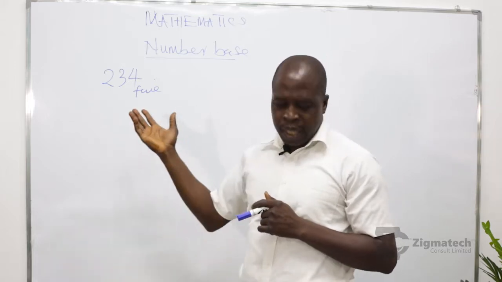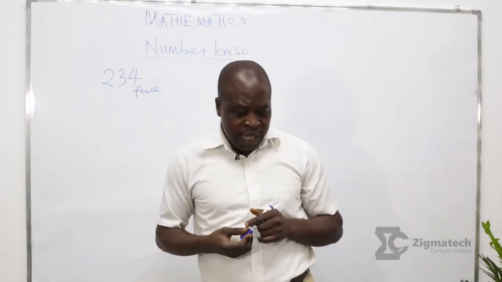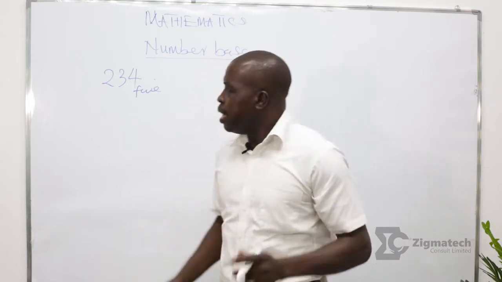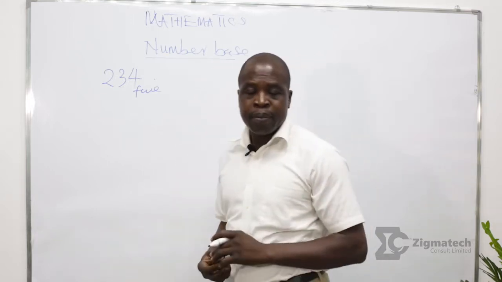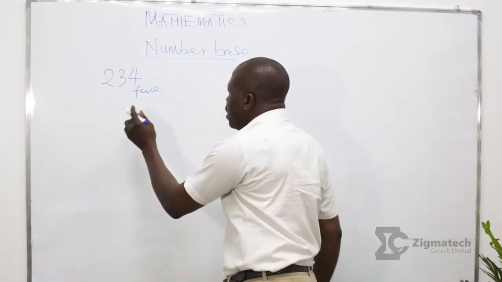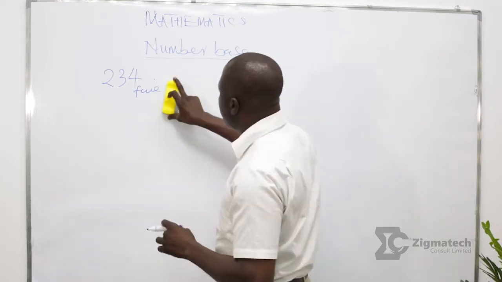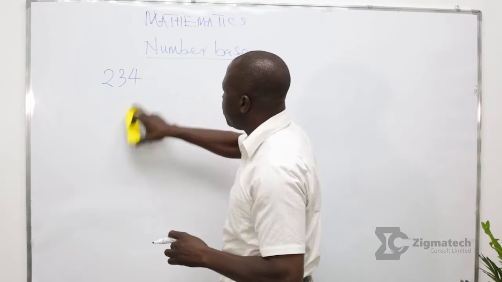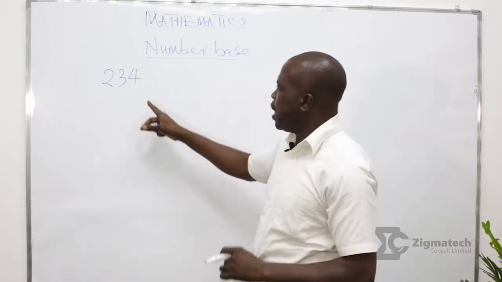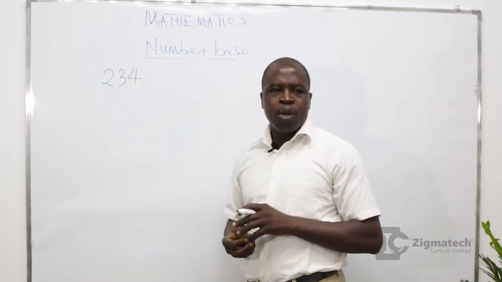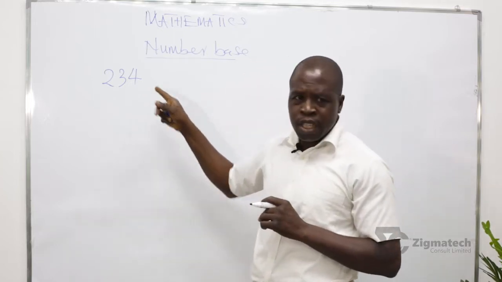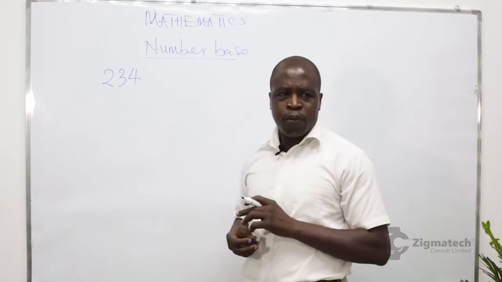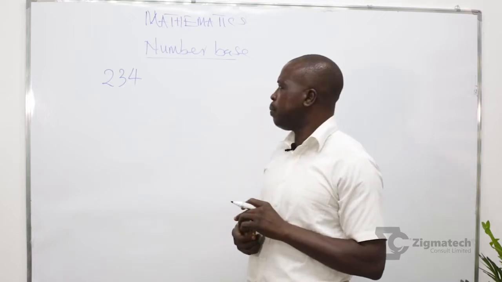That is number base. But firstly, I want to start with expressing a number in base 10. Already, a number like this, 234, is in base 10. It should not be indicated at the subscript. But if it's not going to be in base 10, it will be indicated at the subscript, like I did in the first place as base 5.